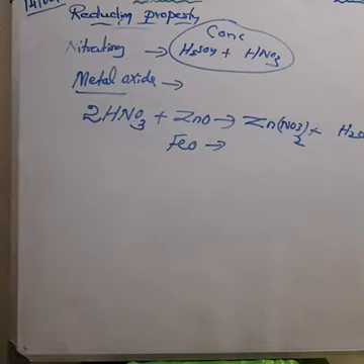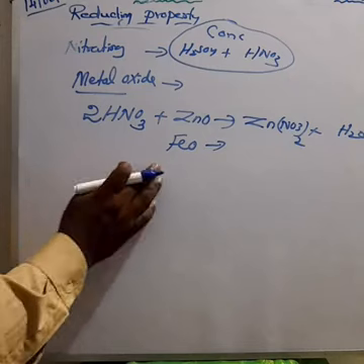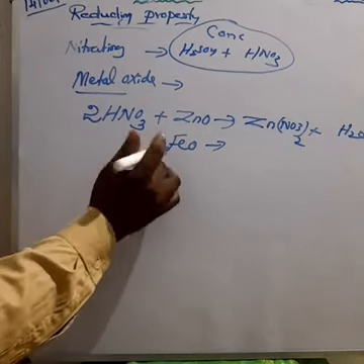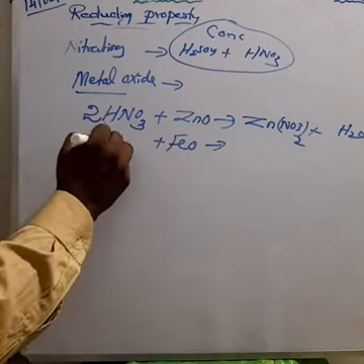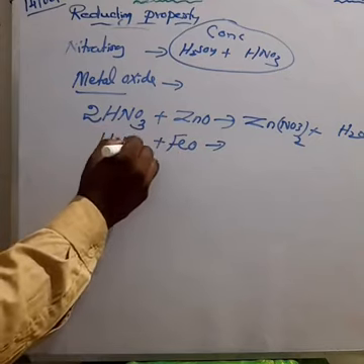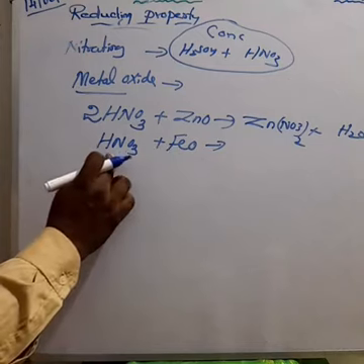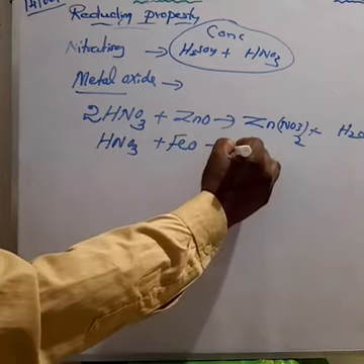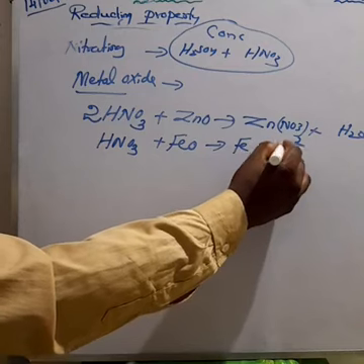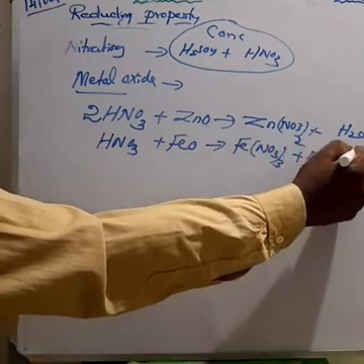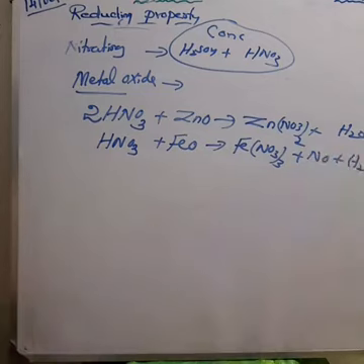One equation is enough, my dear children. Those who are interested, please learn, you can take the second equation. Iron oxide combines with nitric acid. What is the formula of iron oxide? FeO. Nitric acid HNO3 gives iron nitrate Fe(NO3)3 plus NO, nitric oxide, plus water molecules H2O.